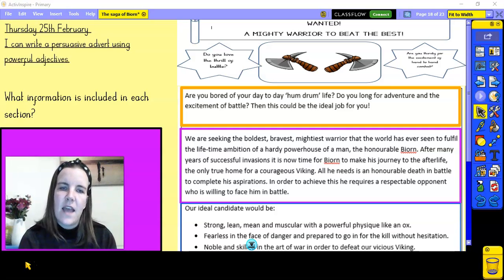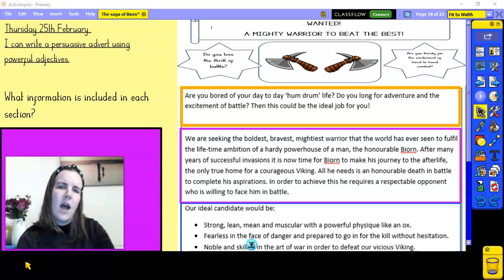The aim for today is going to be that we write the first two sections. So we're going to talk about the different sections in just a moment. And by the end of today's lesson, you will have written the first two sections of your persuasive advert. So then that leaves us with only two sections to be thinking about tomorrow. Okay, so let's have a look at this good example that we've looked at.